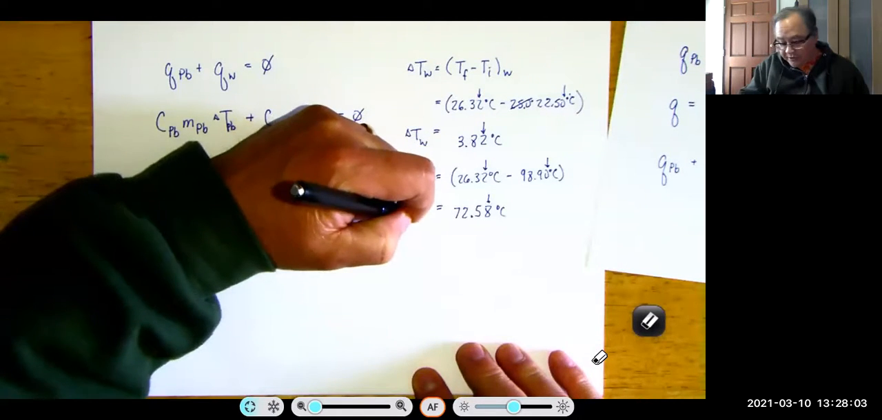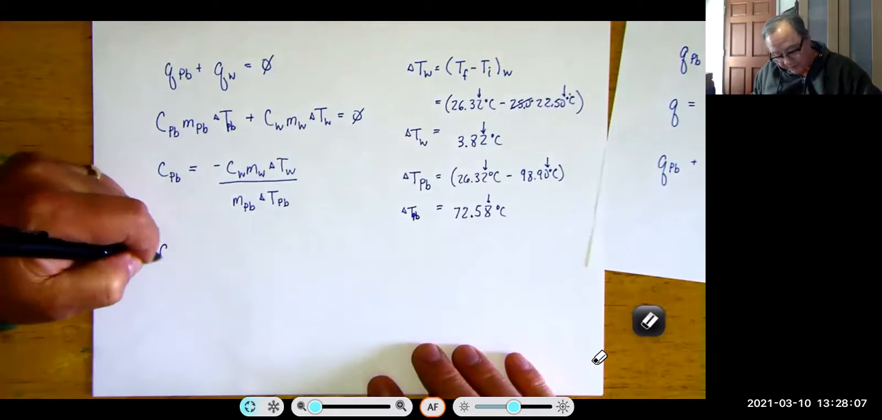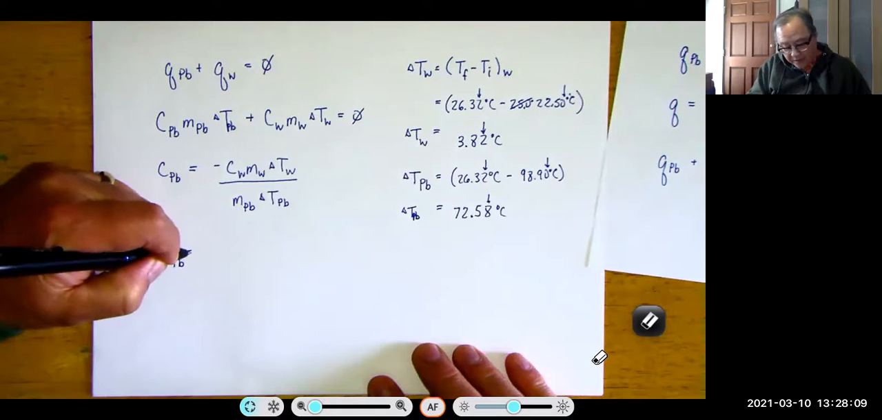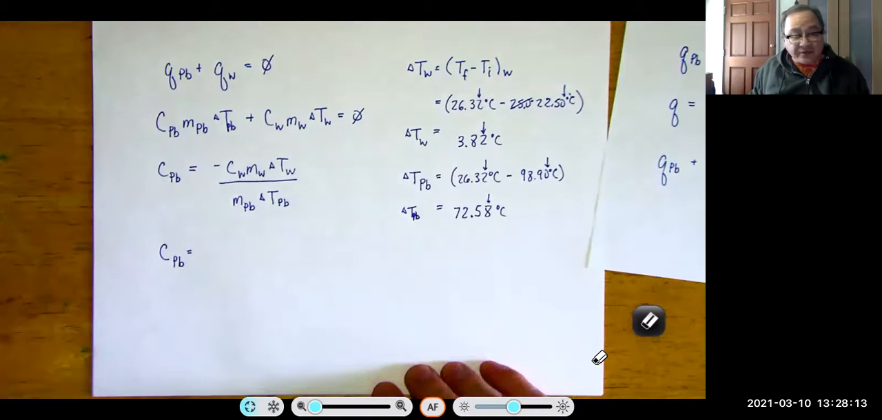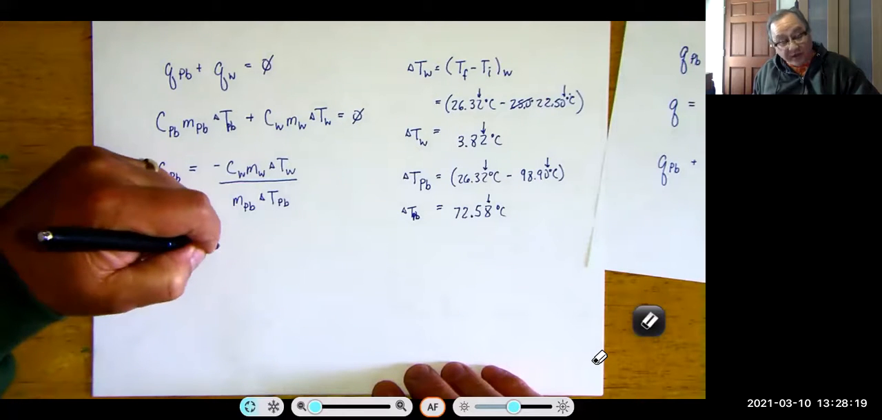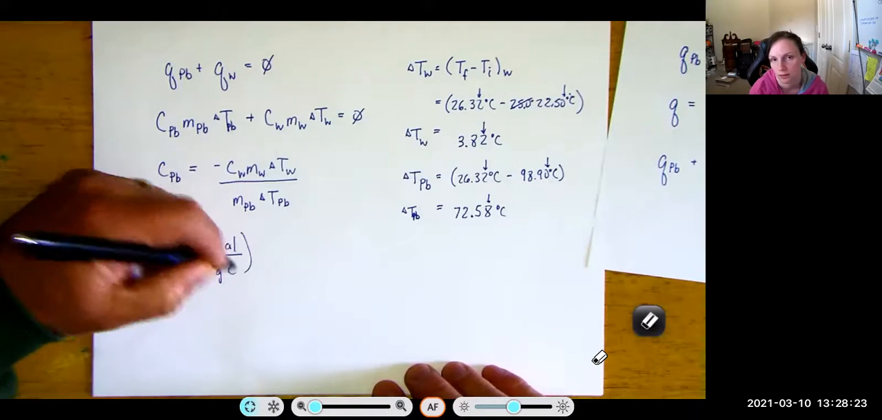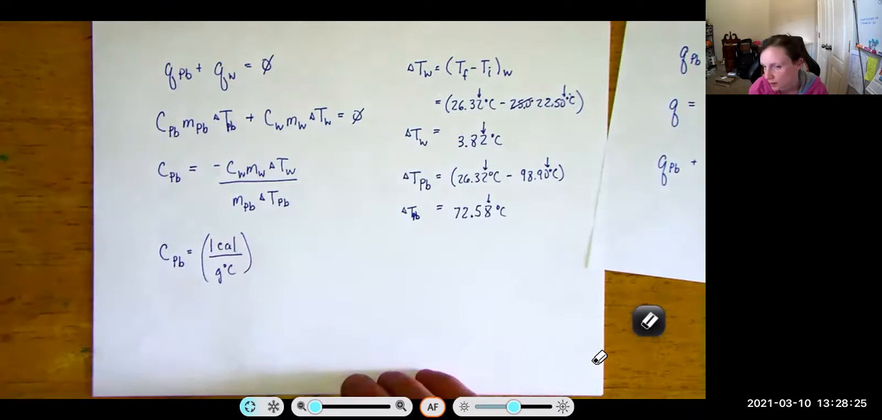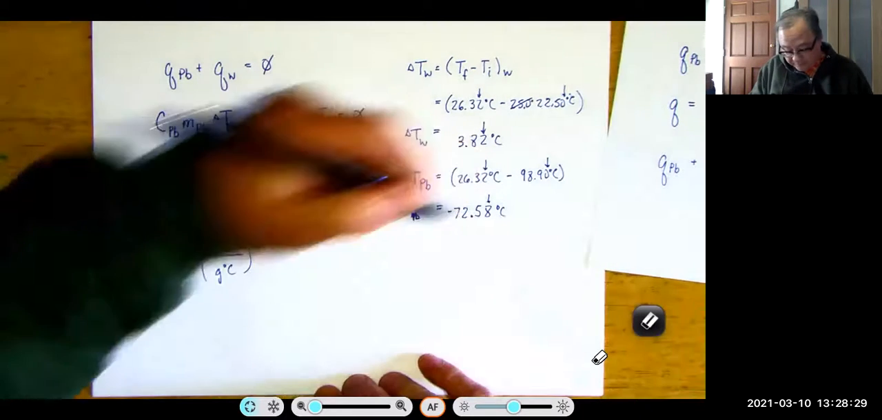So it's good to do your temperatures off to the side. So now to get the specific heat capacity of the lead, I'm going to use all of the numbers that I need. For the specific heat capacity of the water, you should memorize it because it is exact. And we're going to use 1 calorie per gram degree Celsius. Is delta T negative? What's that? Oh, yes. Okay.